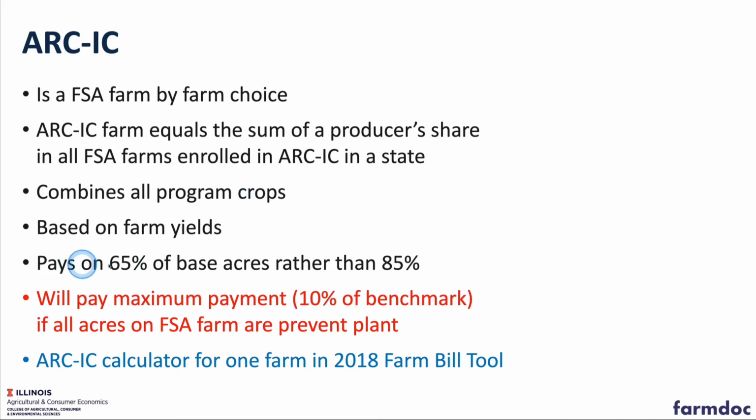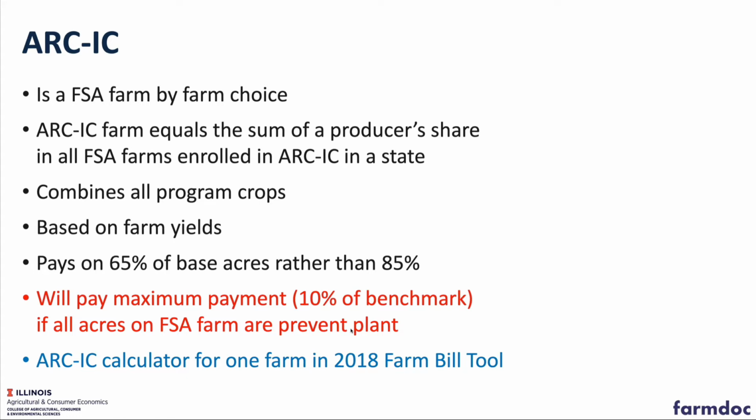One of the important things is it pays on 65% of base acres rather than the 85% for ARC County and PLC. Over time, you would expect those other two programs to make higher payments, but we have special knowledge in 2019. So we might as well look at this, and it will pay the maximum payment if all of the FSA farm are prevent plant. So if you have one FSA farm number that's all prevent plant, you're going to get the highest payment that you possibly can from ARC-IC, which could be $40, $50 per acre.